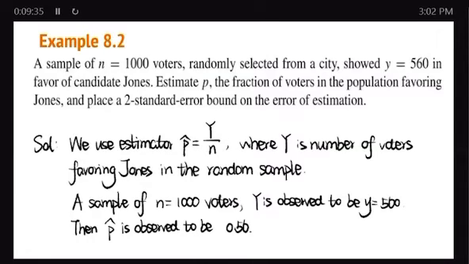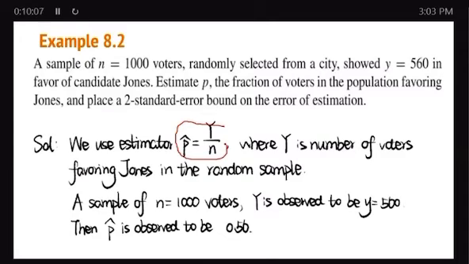I told you the other time, the p cap is the average. Why is the p cap the average? Because when you choose somebody randomly from this city, they either voted for Jones or not. That's a Bernoulli, right? The sum of Bernoulli, the sum of y, becomes binomial. When I divide by n, that is going to give me my p cap. Therefore, p cap is the same thing as y bar.